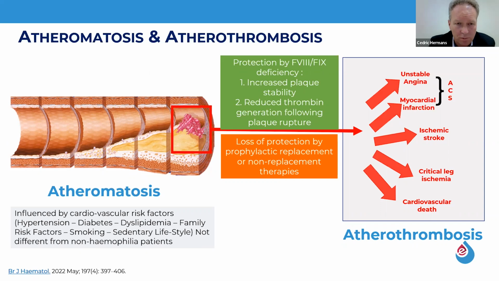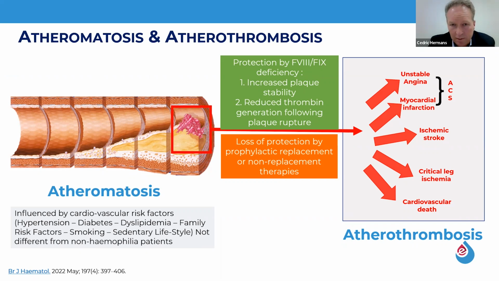So clearly our patients with hemophilia are at risk of developing atheromatosis, but we also know that our patients are protected by their factor VIII, factor IX deficiency from developing acute arterial thrombotic events, which we call atherothrombosis. That could be explained by the increased plaque stability that we see in these patients, and also a reduced ability to generate thrombin following rupture of the plaque. So I think these are important concepts.